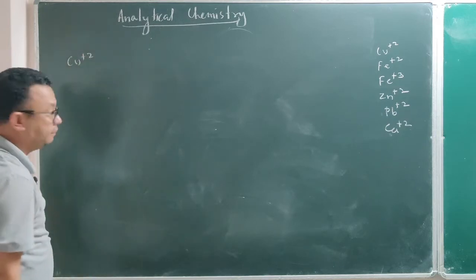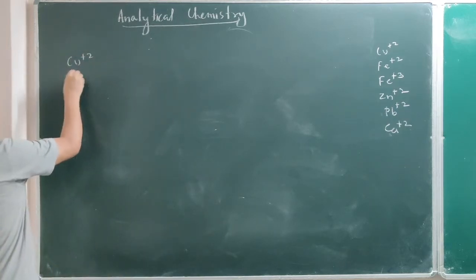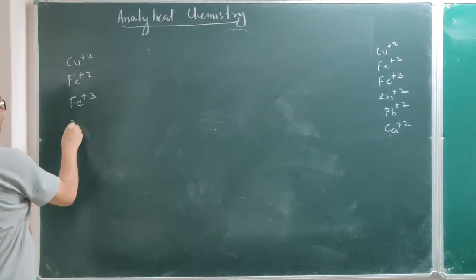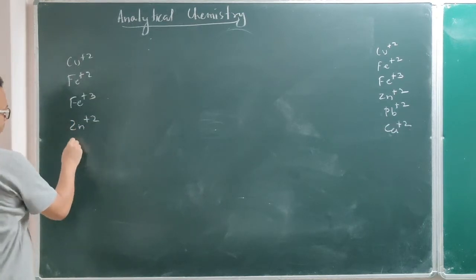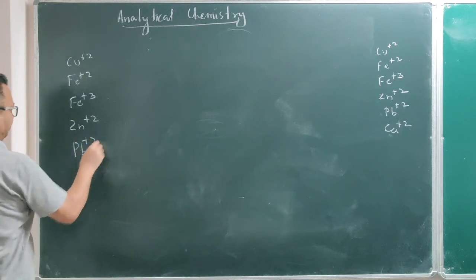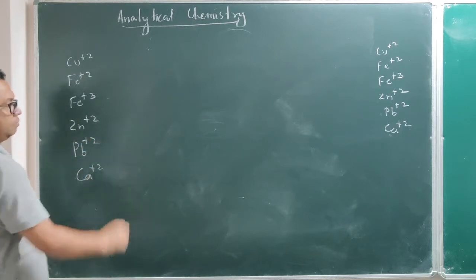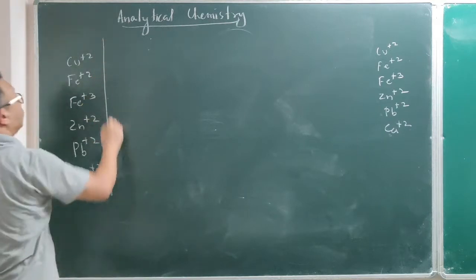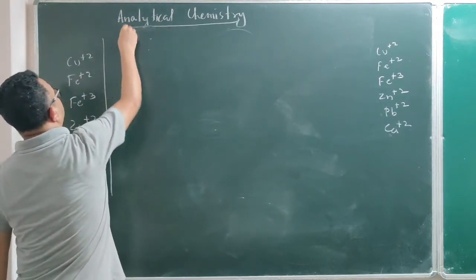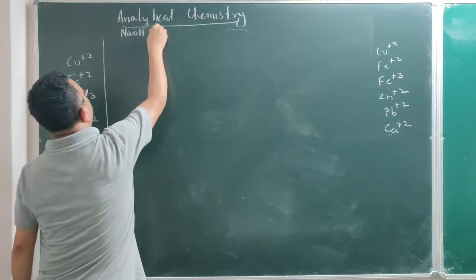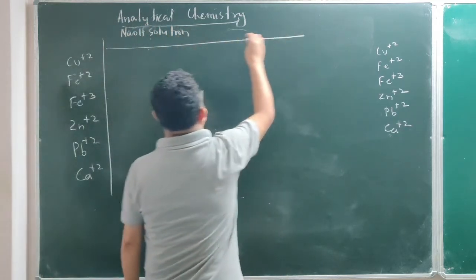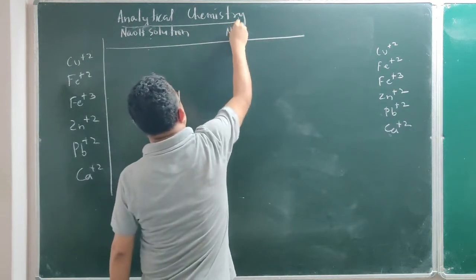Here copper cation, then ferrous, ferric, then zinc, then you have lead, calcium. Then the first test that we are going to carry out is the test with sodium hydroxide solution. And the second test that you are going to do is by using ammonium hydroxide solution.